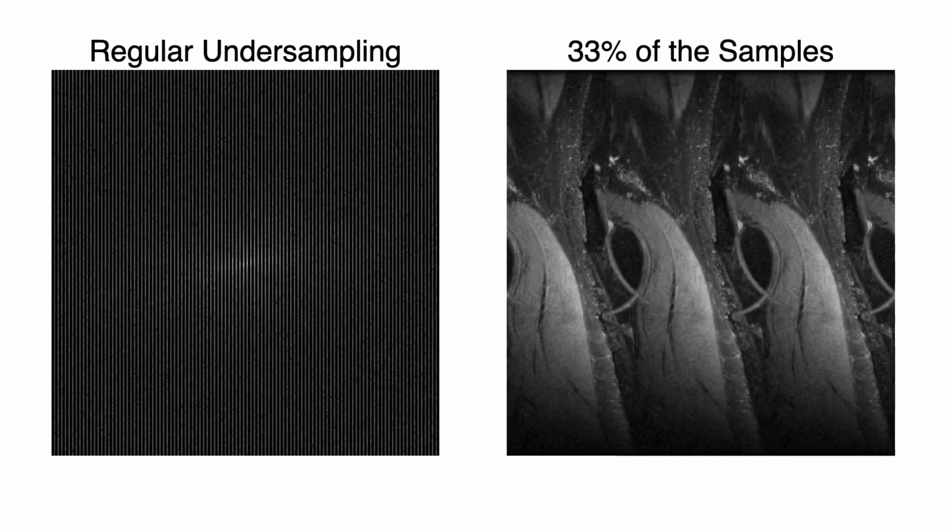And if we assume that the values we didn't collect are 0 and then perform a reconstruction, this is what we get. This is not diagnostic. It was a much faster scan. It was 3 times faster because it only had 33% of the samples, but it's really, really difficult to see many of the details in this image. It's hard to even know what you're looking at.